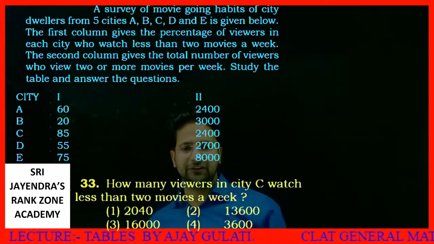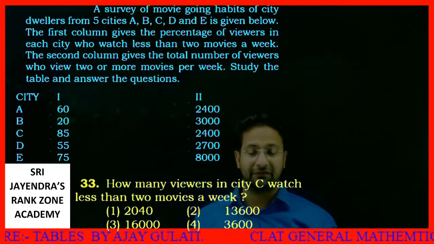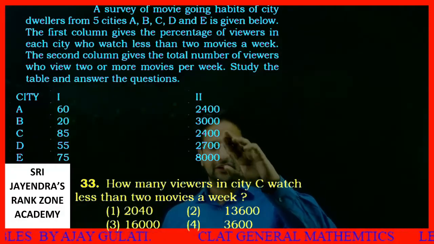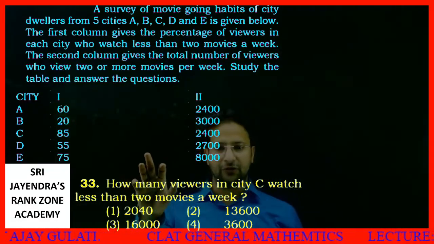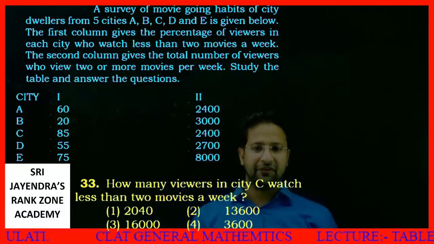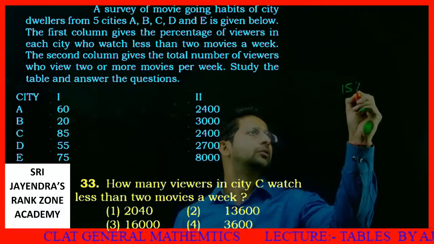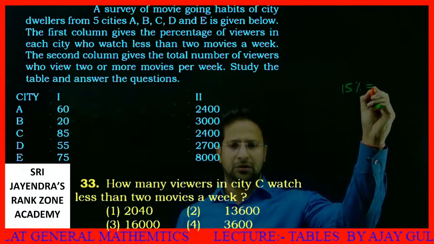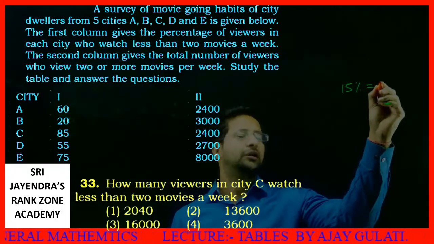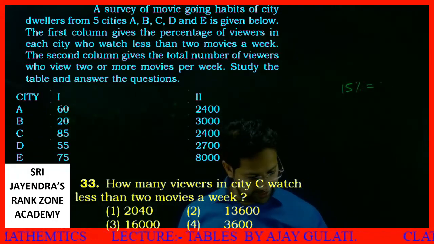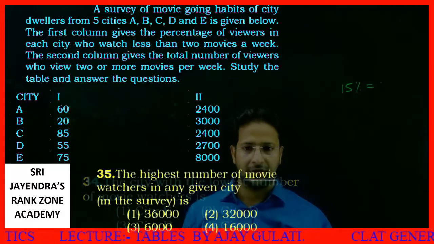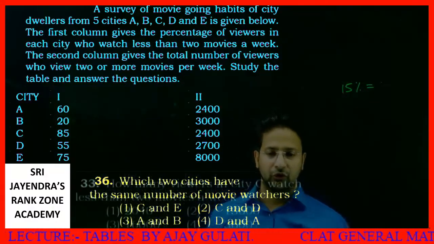How many viewers in City C watch less than 2 movies a week? City C, less than 2 movies. First of all, this is 15%. Here, 15% is equal to. Have we done this? No. Yeah, we have done this question. I think these questions have been done. Yeah, we have done it. So let's move to the next set.